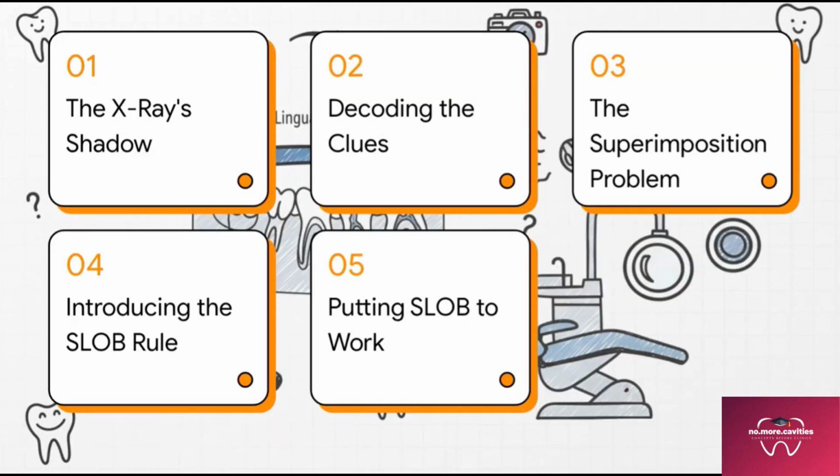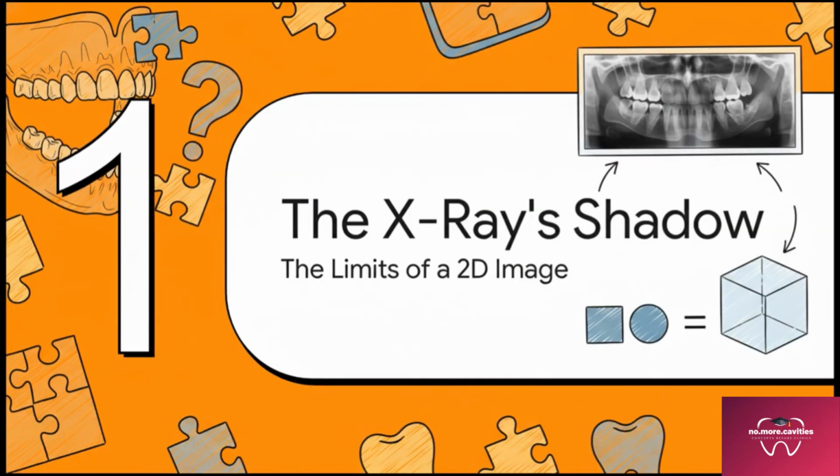So here's our game plan. We'll start with what an x-ray can and can't do. Then we'll get into the secret clues dentists are looking for. We'll tackle the big problem of things overlapping in the image. And then we'll introduce the amazing solution, the SLOB rule. And finally, we'll see how it all works in practice. All right, first up, the x-ray's shadow.